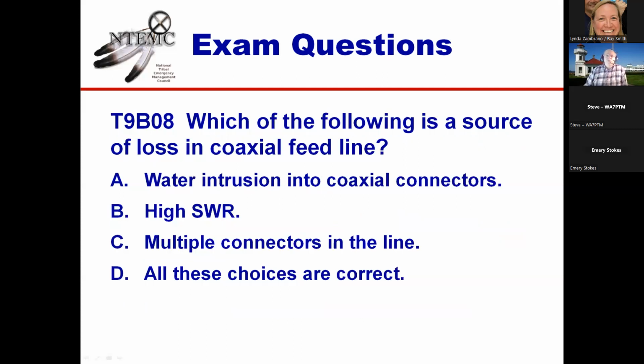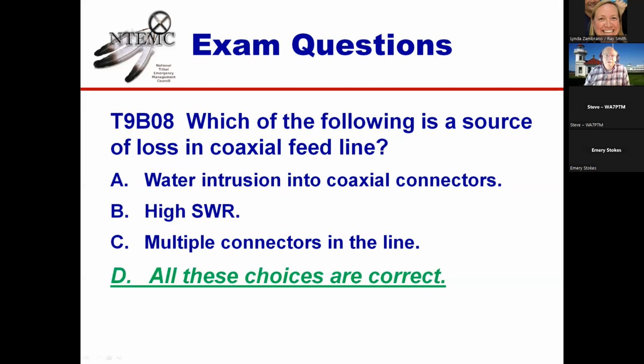Which of the following is a source of loss in a coaxial feed line? Well, we didn't really talk about this, but if you get damage inside the cable, and water is something that will definitely do damage, it's going to cause problems. But high SWR is also loss, which we talked about. And a lot of connectors are just another source of loss. So this is one of the few questions in this series where all of the above is the right answer.